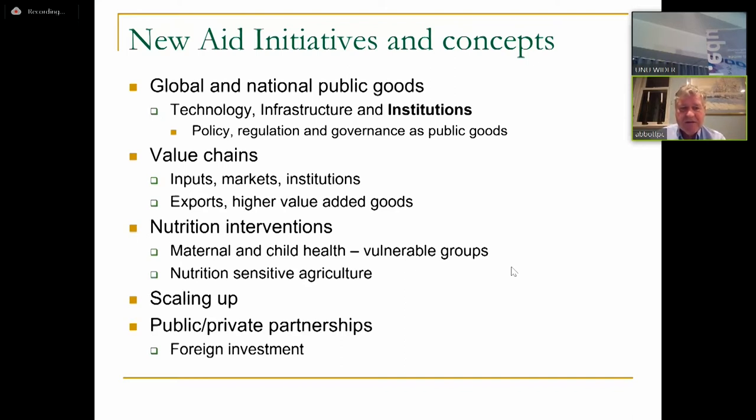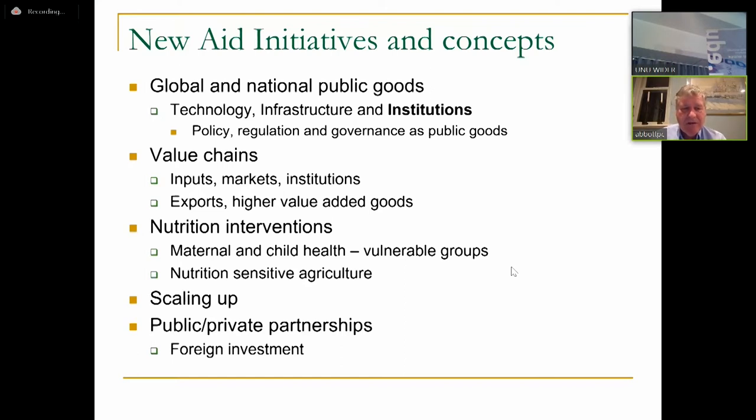A lot of nutrition interventions target vulnerable groups, particularly mothers and young children, and so maternal and child health interventions are important. But also there's a dimension of nutrition-sensitive agriculture where people with knowledge about nutrition try to inform interventions. Scaling up has become an issue.